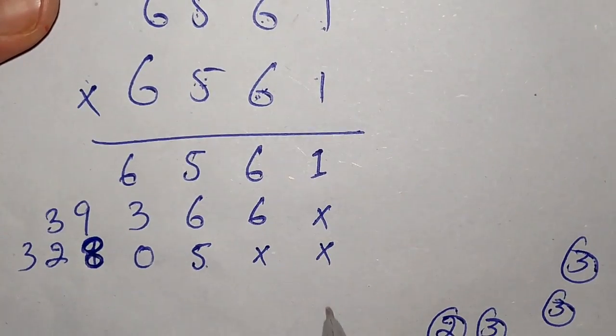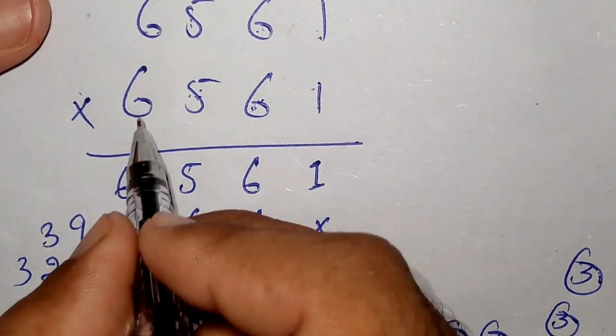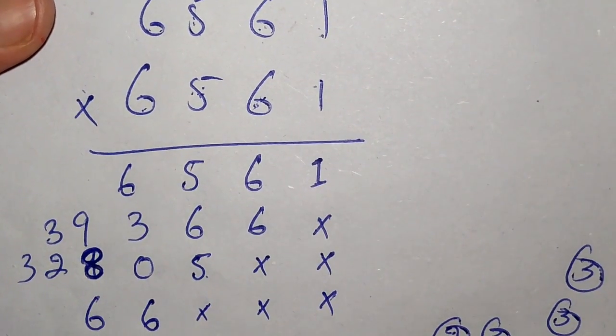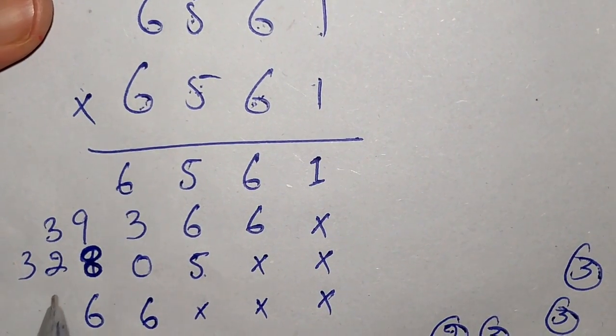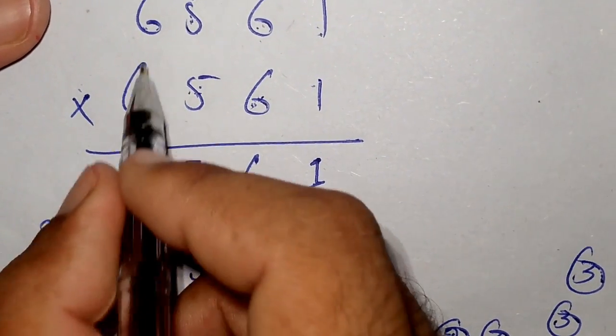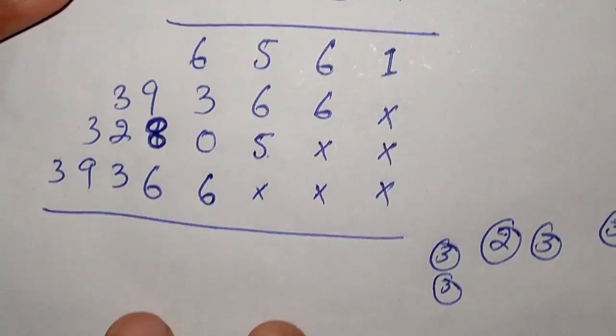Now in the next step, here 6 times 1 is equal to 6. 6 times 6 is equal to 36. 3 carried. 6 times 5 is equal to 30. 30 plus 3 is equal to 33. 3 carried. 6 times 6 is equal to 36 plus 3 is equal to 39. Now we have to add these numbers.